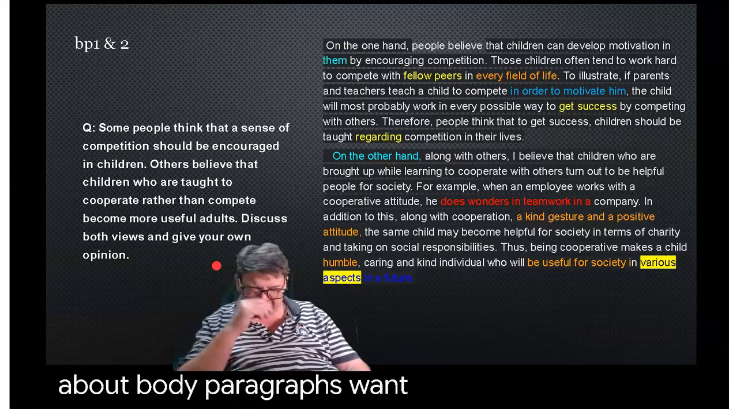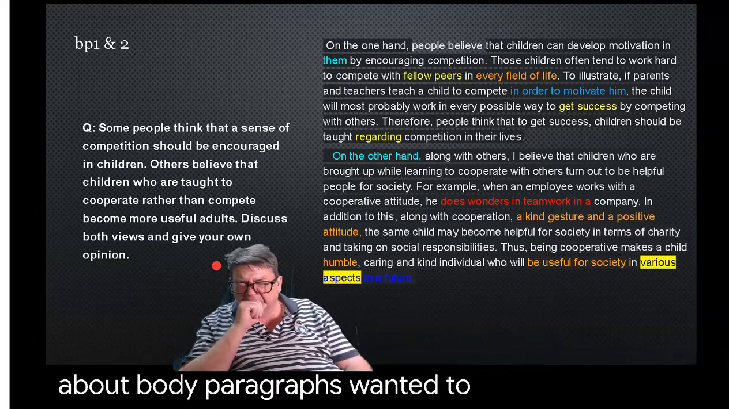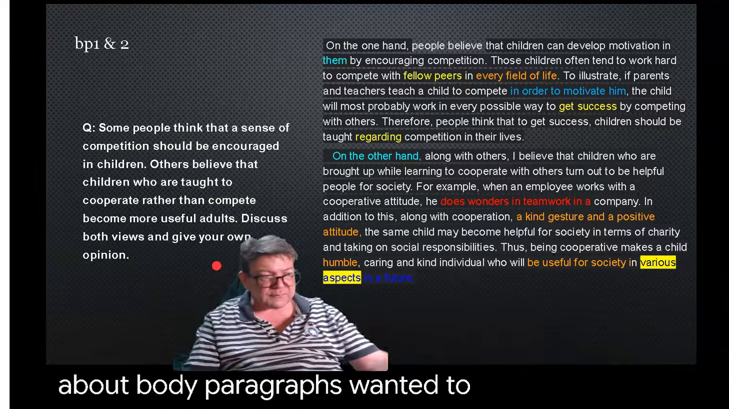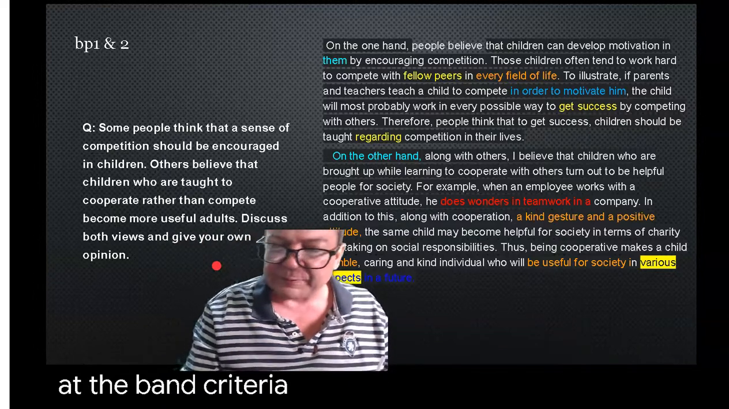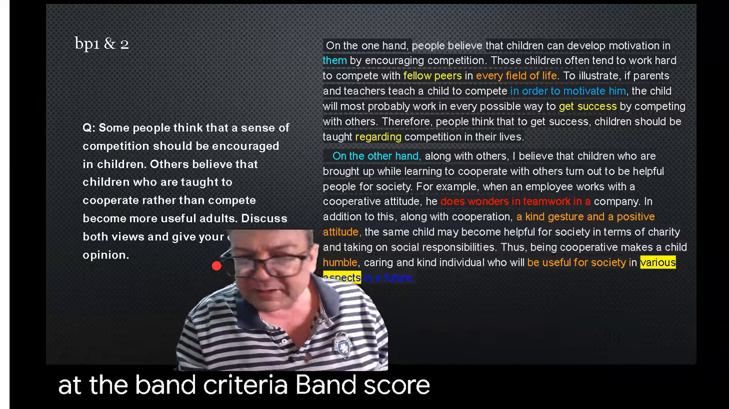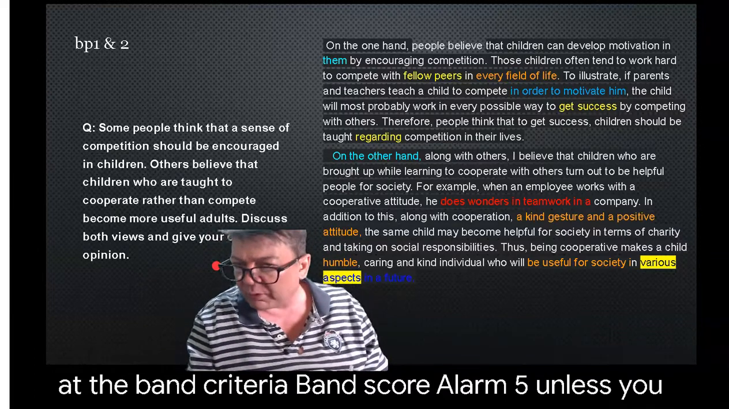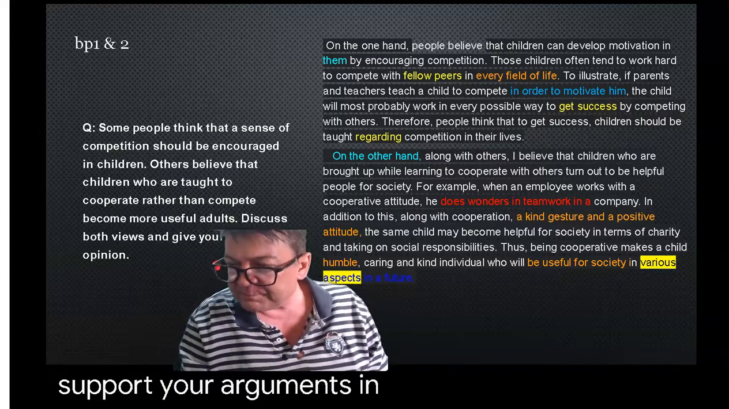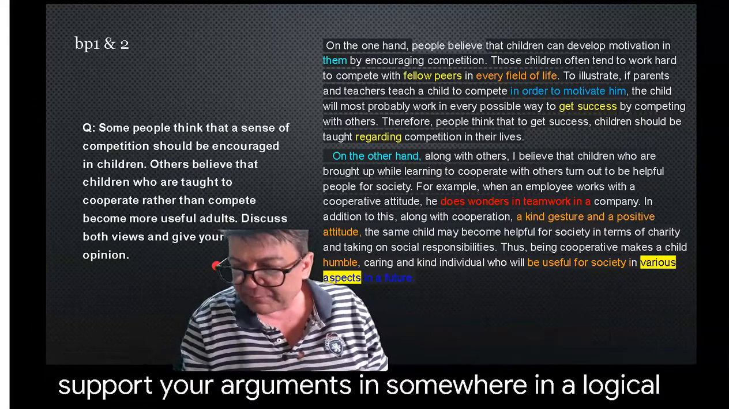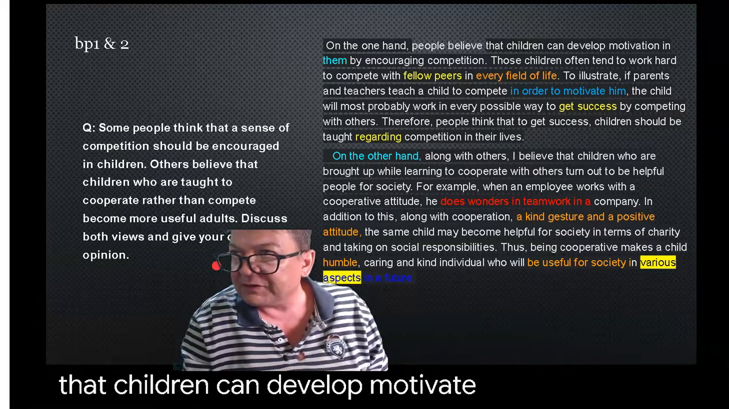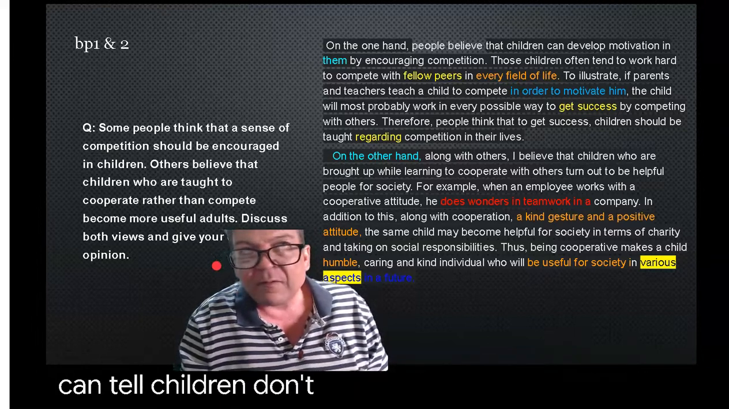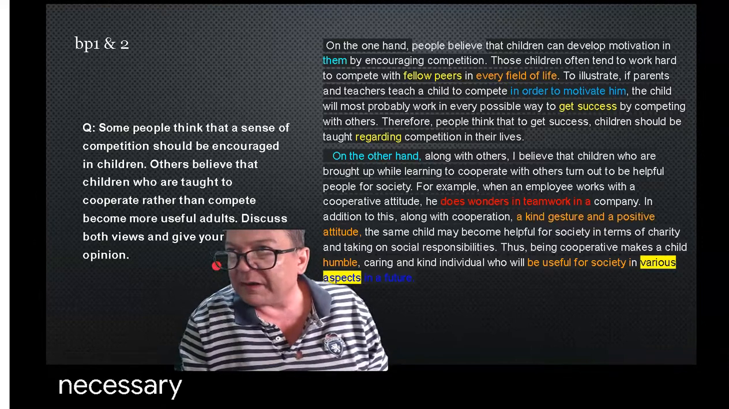Body paragraphs 1 to 2. Now, if you look at the band criteria, what you're supposed to get a certain band score, you won't get above a 5 unless you support your arguments in some way, okay, in a logical way. On the one hand, saw that coming, people believe that children can develop motivation. Okay, no, some people believe that children don't. Well, I suppose they do. Children develop motivation in them, not necessary, by encouraging competition.